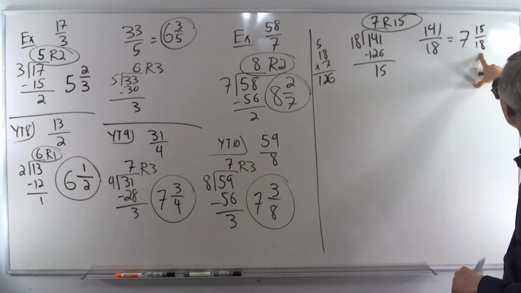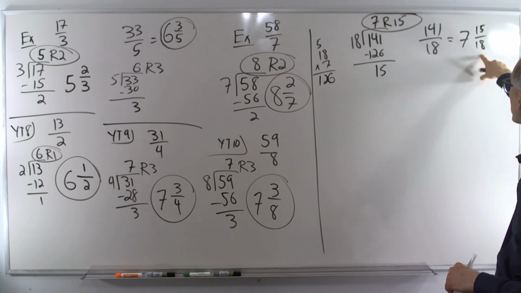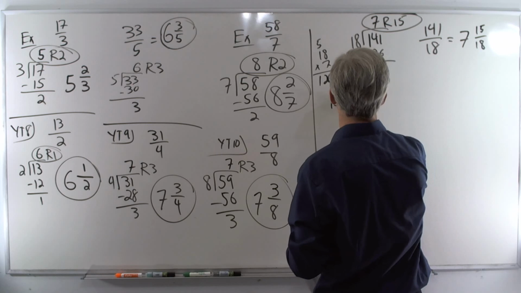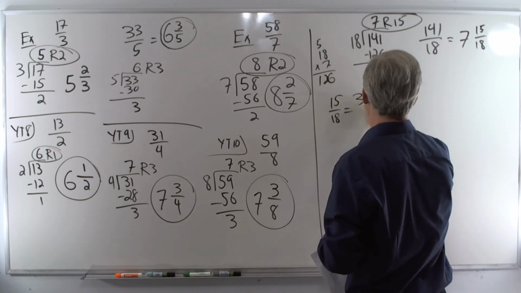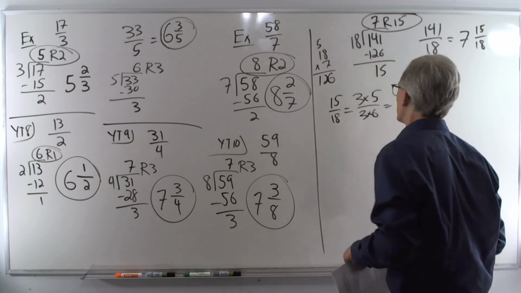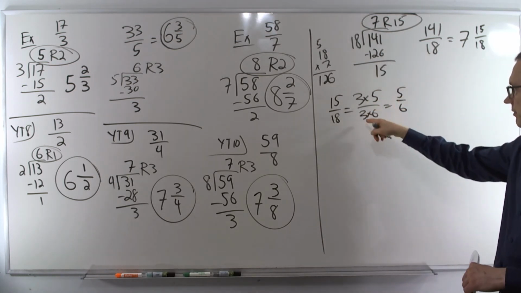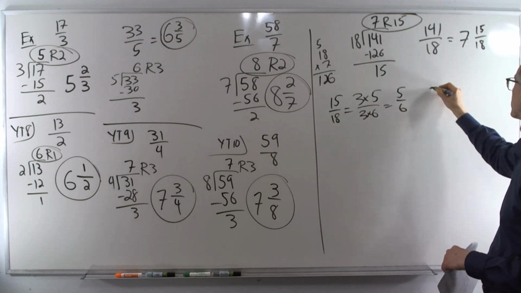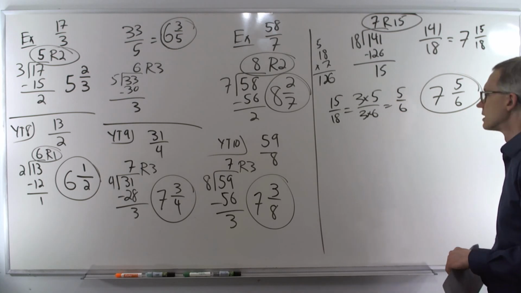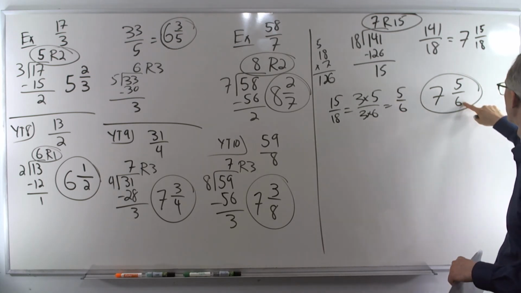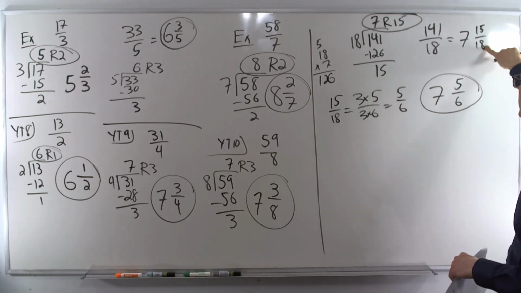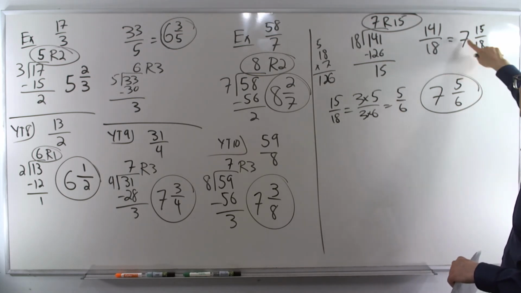Now notice that the fraction is not in lowest terms, so we're going to need to reduce that. All right, we can factor out a 3 there. Gives us 5/6. So the final answer is 7 and 5/6. So this is one of those occasions where your denominator will change, but only because we reduce the fraction. Now the denominator here should match the one we started with.